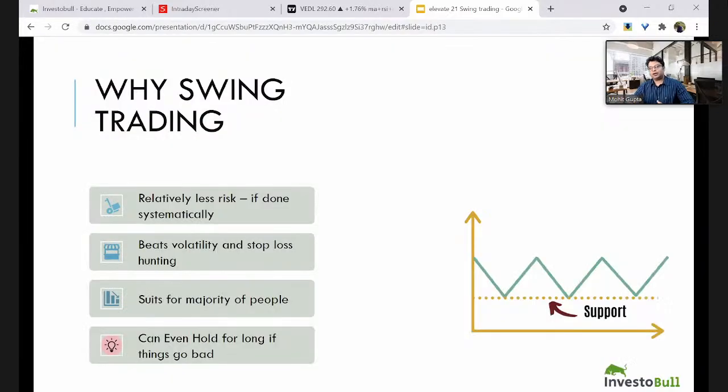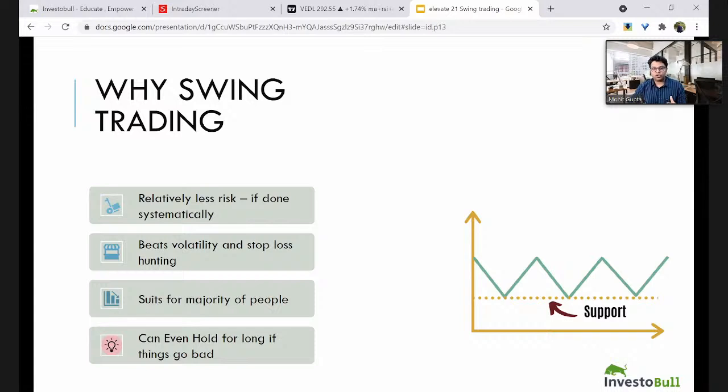Now, first of all, we must try to understand why swing trading is better and why you should approach swing trading, especially the techno funda trading that we are going to discuss today. Swing trading is definitely better because it has relatively less risk if it is done systematically. Why? Because in intraday, movement can be defined by hundreds of factors which are not in our control. But in swing trading, we can have better control on technicals and a better control in analyzing the fundamentals of stocks. So it is relatively less risky because we do not have to make immediate decisions.